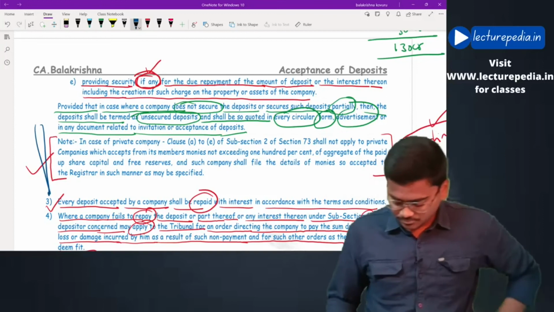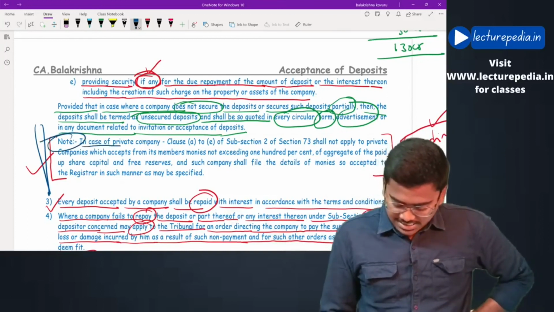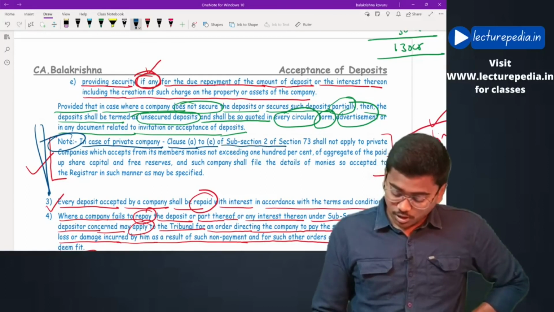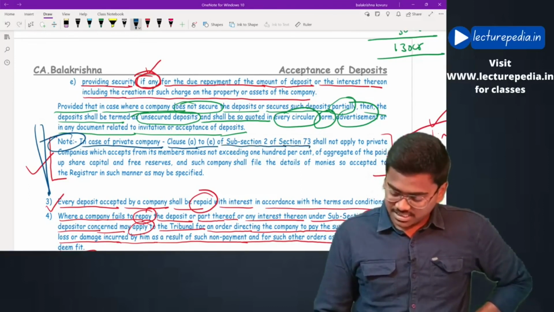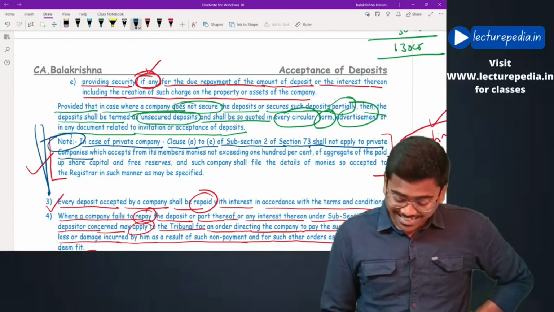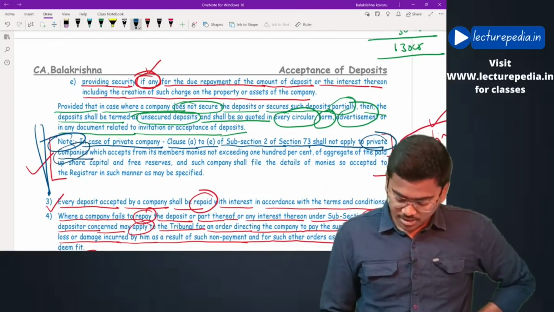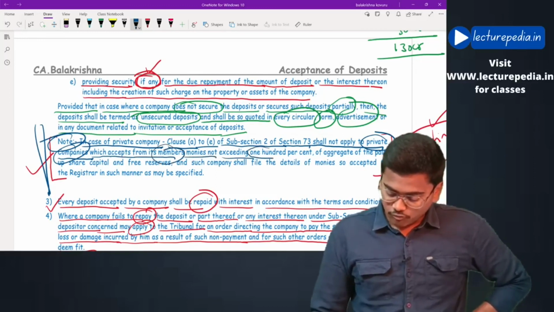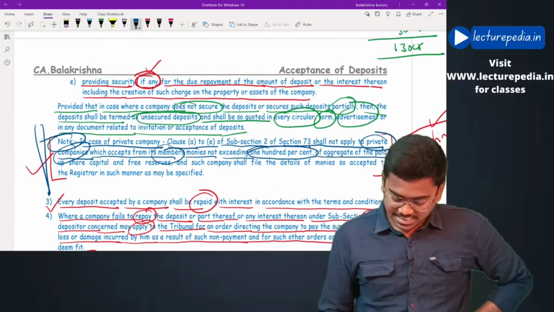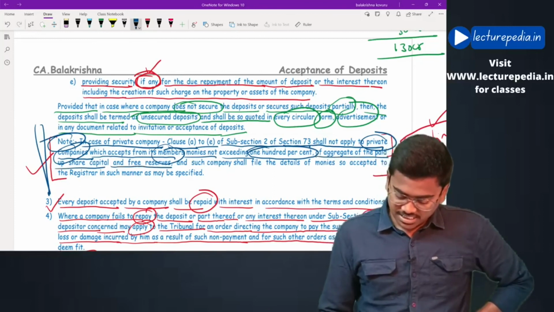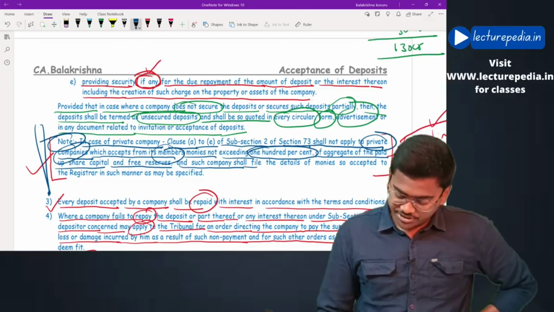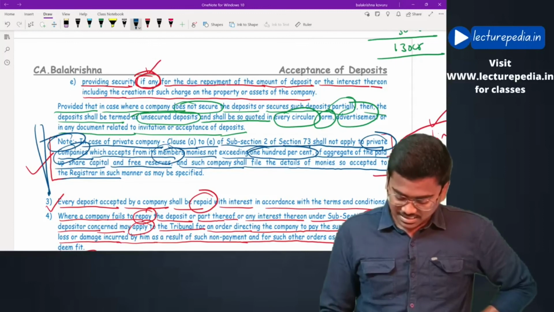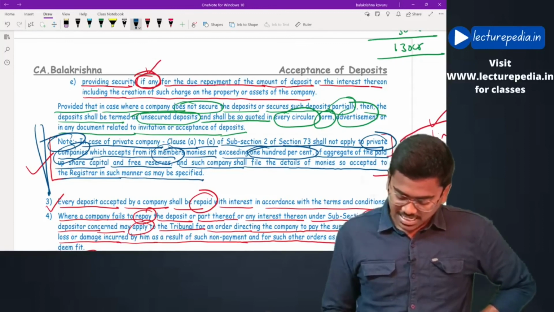Let us see. Note, in case of a private company, clause A to E of subsection 2 of section 73 shall not apply to private companies which accept from its members money not exceeding 100% of the aggregate of paid up share capital and free reserves, and such company shall file the details of monies so accepted to the registrar in such manner as may be specified.